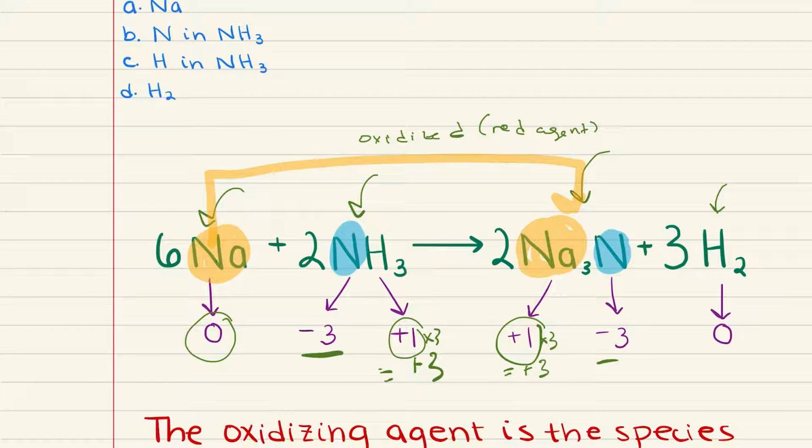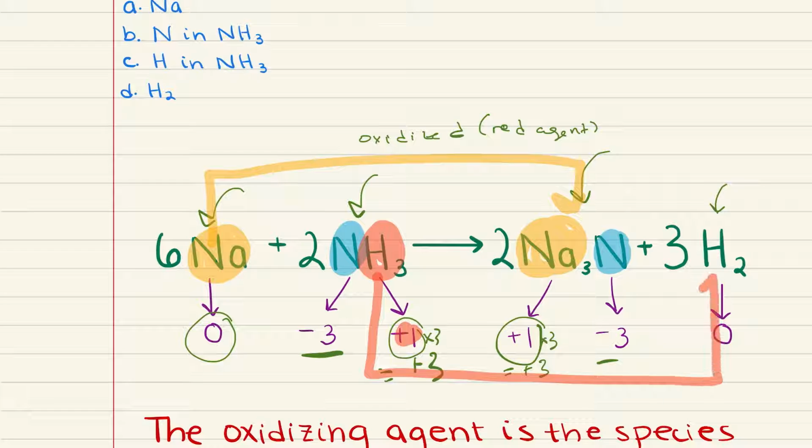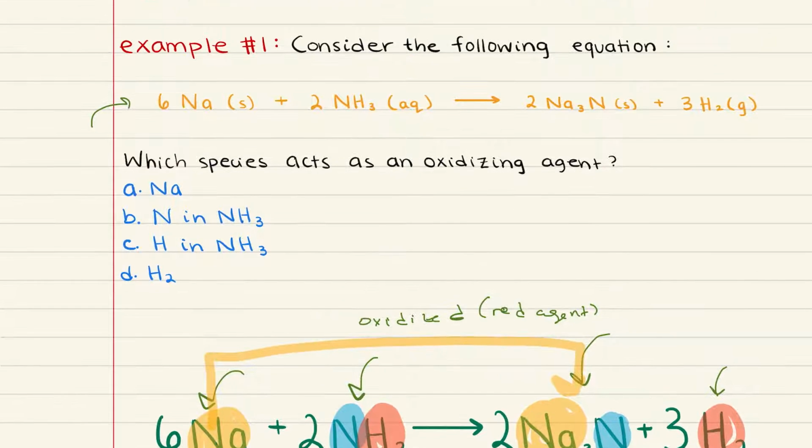What about for hydrogen? Well, here, hydrogen has an oxidation state of +1, and then it changes to 0 because hydrogen here, as hydrogen gas, has an oxidation state of 0. So we're changing from +1 to 0. That means that the hydrogen is reduced from +1 to 0, making it the oxidizing agent. So the oxidizing agent here is the hydrogen in ammonia. And that makes the correct answer for problem number 1, answer choice C.